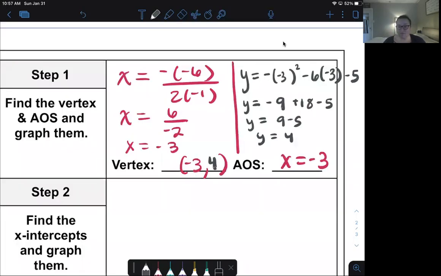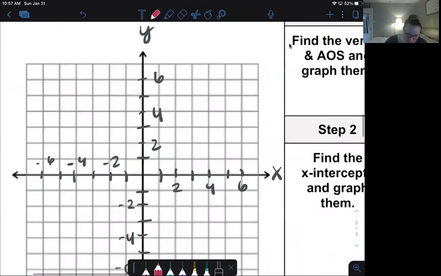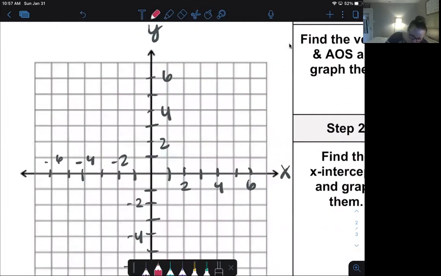All right, so let's compare our vertex and axis of symmetry. I got the point -3, 4, and x equals -3. So let's graph those real quick if you haven't already. So -3, 4 is right here. Don't forget to label your graphs. And then your axis of symmetry is just the vertical line at x equals -3 that goes through your vertex and the x-axis at -3.